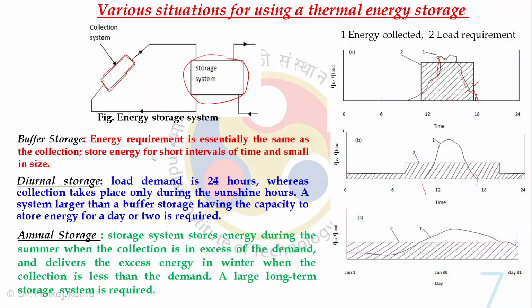So you guys got an idea of what is buffer storage, diagonal storage, and wall storage? For buffer storage, the energy requirement is essentially the same as the production. Storage of energy for a short interval of time is small in size. For dynamic storage, the load demand is 24 hours, where the collection takes place only during sunshine hours, like in the case of solar power. And the system has large storage capacity to store energy per day or for years.